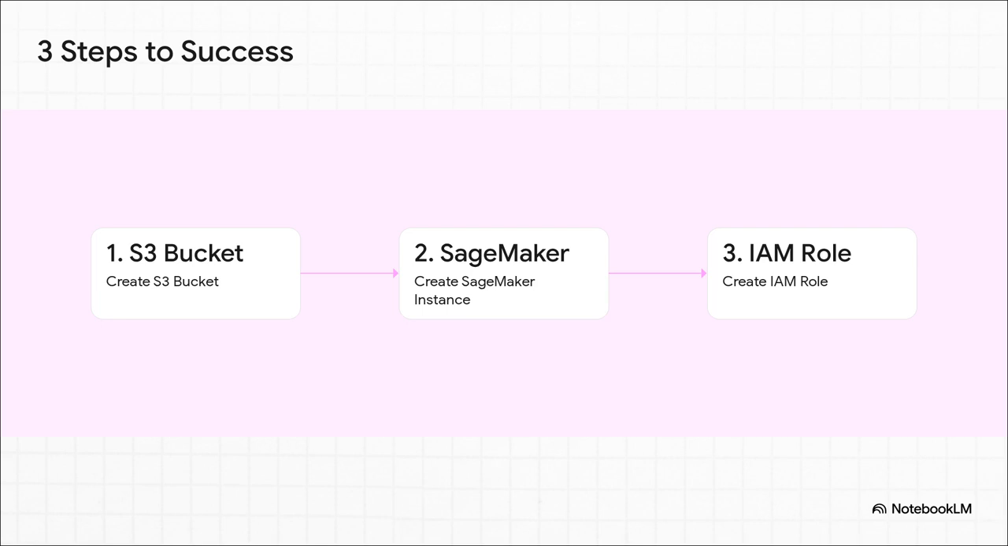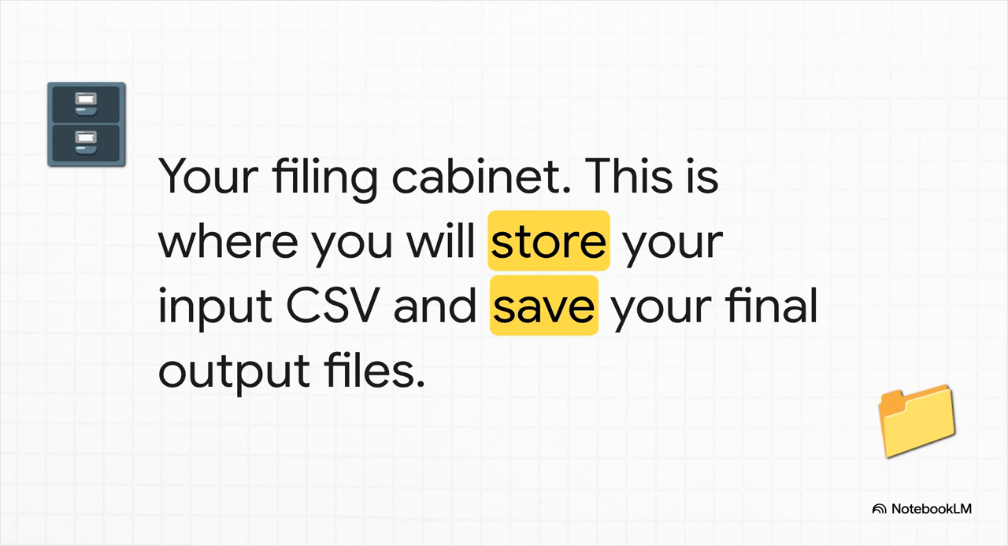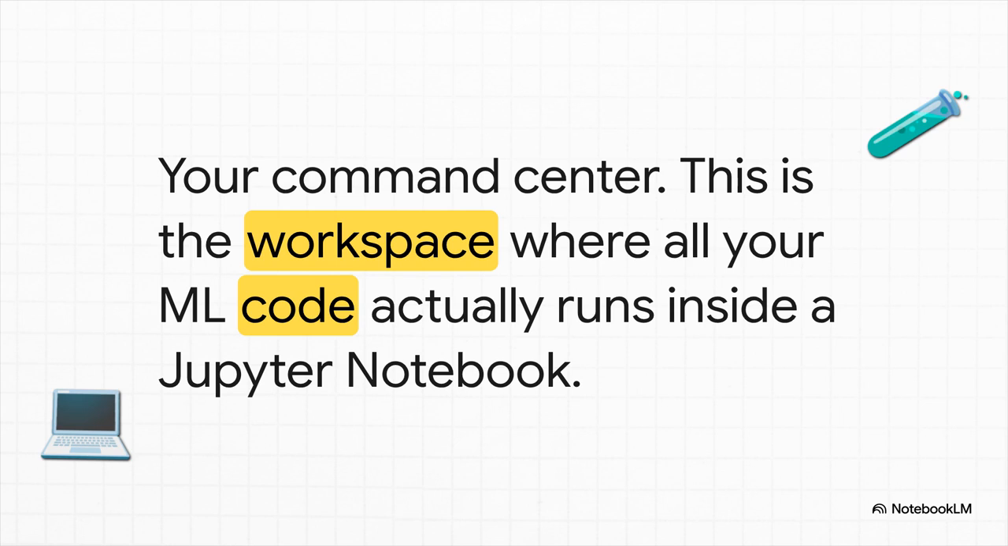Let's just quickly break down what each of these actually does. Think of the S3 bucket as your digital filing cabinet. It's where you'll put the data set they give you in the exam, like cars.csv or something. And it's also where you'll save your final prediction file if the problem asks for it. Super simple, super straightforward. Next up is the SageMaker notebook. This is your lab. It's your command center. It's the environment where you'll fire up a Jupyter notebook and write every single bit of your machine learning code. This is where all the magic is going to happen.